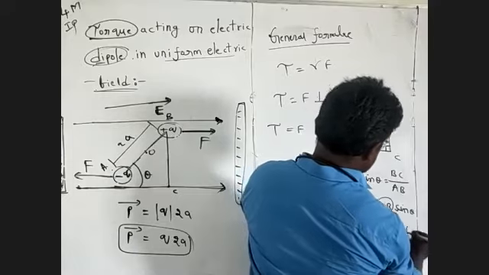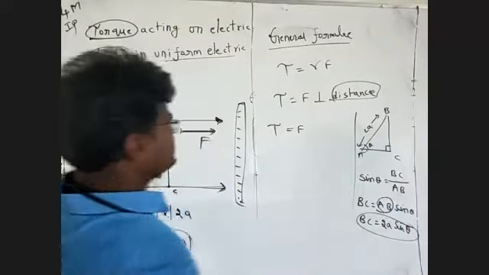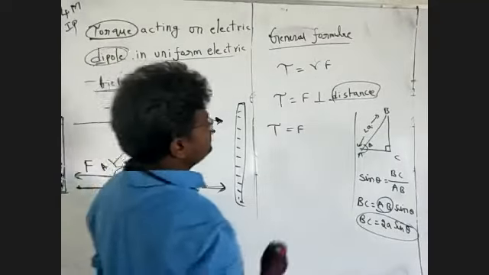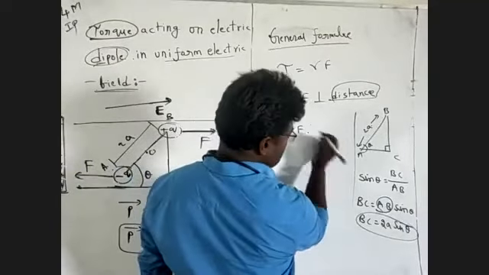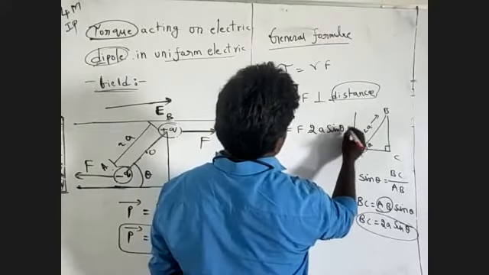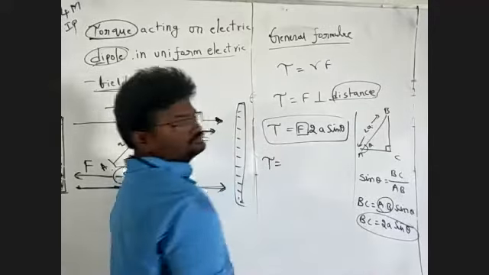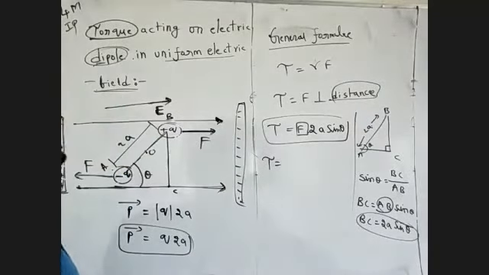2A sin theta. BC means opposite direction. Opposite distance means how much? 2A sin theta. So this is 2A sin theta. Torque is equal to force times distance. What is the force?